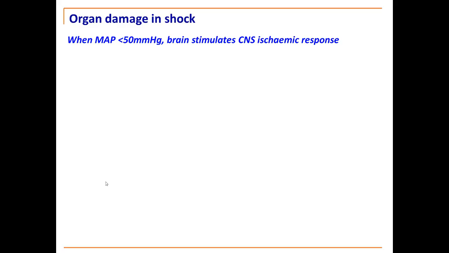So when that mean arterial pressure becomes very low, so less than 50 millimeters of mercury, the brain stimulates what's called the CNS ischemic response. So this is basically a last-ditch attempt by the brain, mediated by brainstem neurons, to increase arterial blood pressure by intense sympathetic vasoconstriction, and it's called the CNS ischemic response. It often fails and the patient dies when it gets into this significant part, but it's this last attempt by the body or by the brain to survive, if you like.